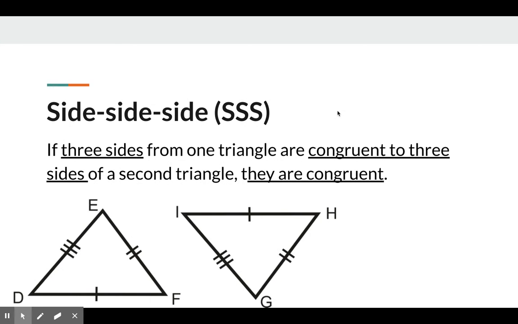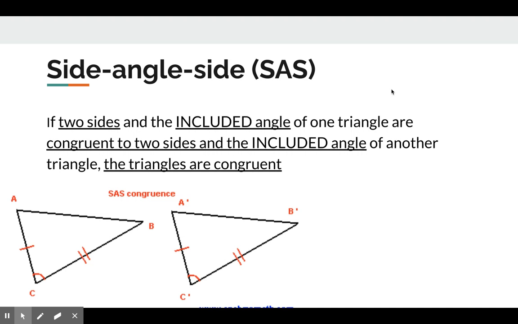Okay, now getting into all of the different theorems that prove whether or not two triangles will be congruent to each other. SSS, or side, side, side. If three sides from one triangle are congruent to three sides of the second triangle, then they are congruent, right? You don't necessarily need to know that the three angles are congruent to each other, because if they have the same exact three sides, it will automatically be that way.